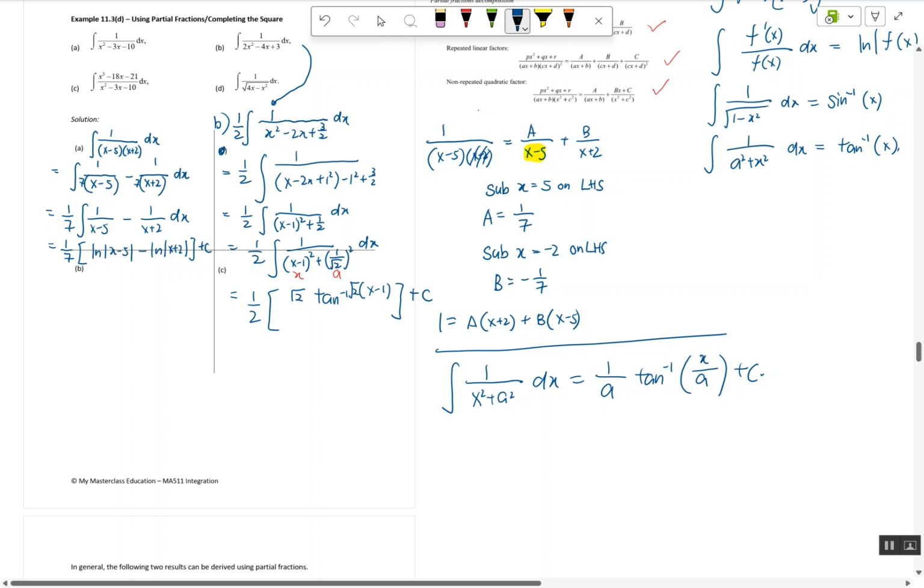So first choice, if you can factorize the denominator, make it a partial fraction. If you cannot factorize the denominator, don't make it a partial fraction, then make it complete the square. Okay. So for C and D, which are more complicated, I'm just going to put them on the other side.